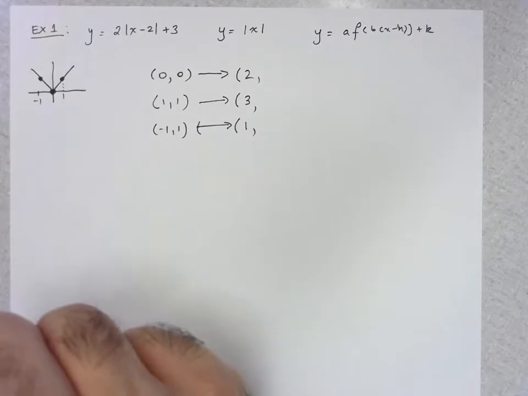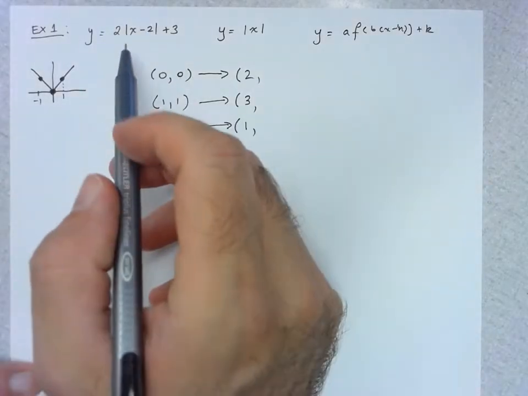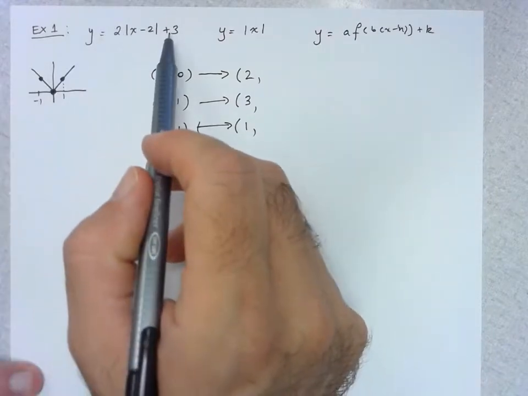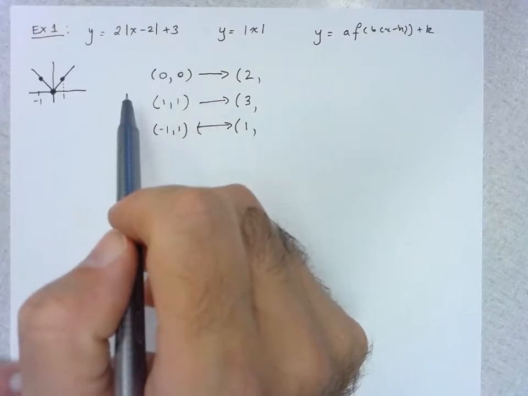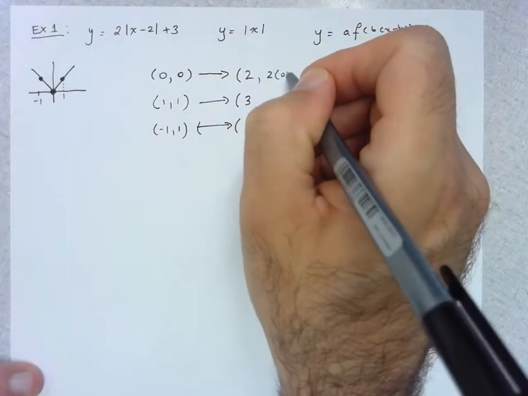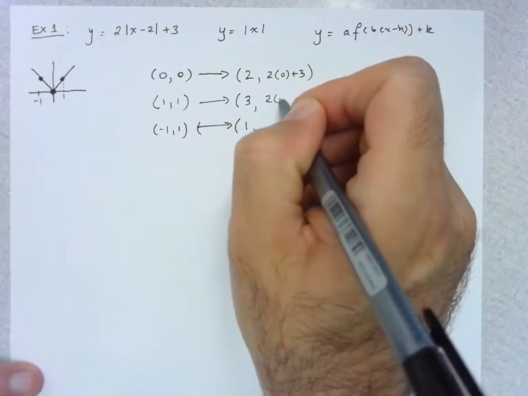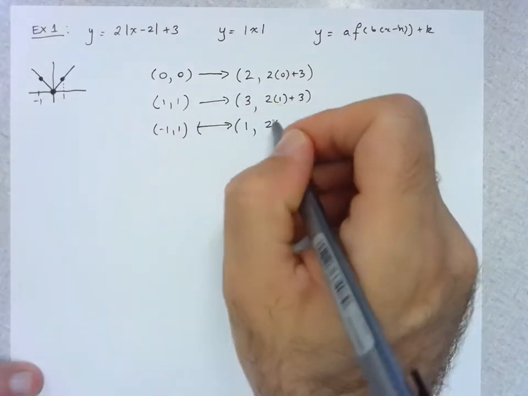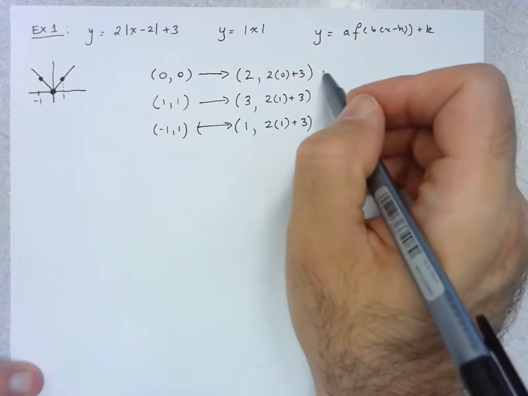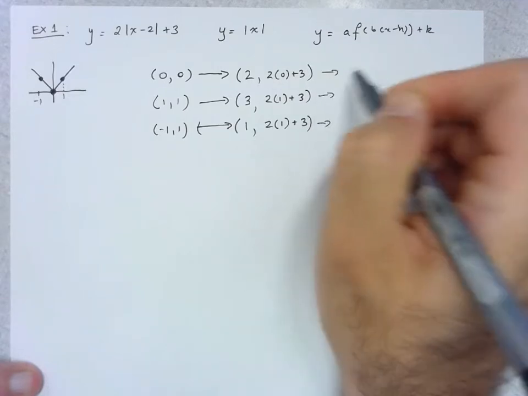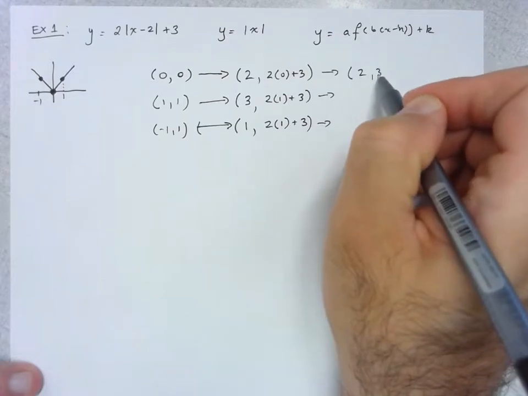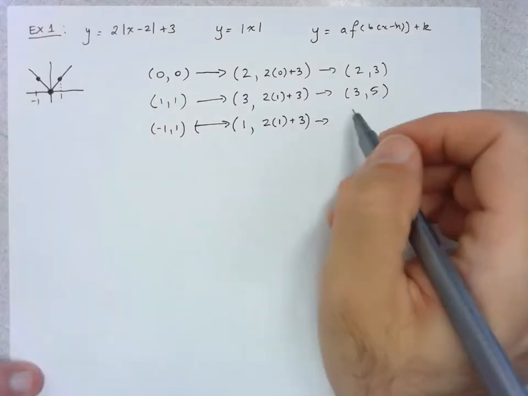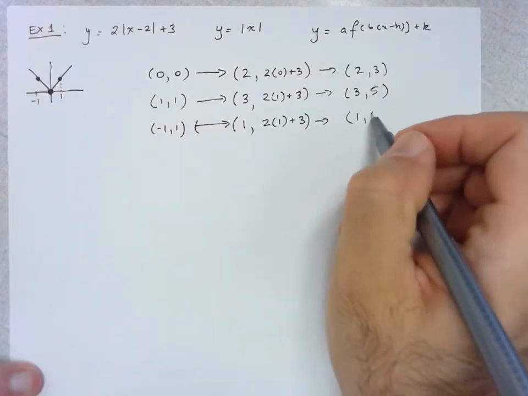Okay, so now let's see what's happening to the y values. Well, with the y values, there are two things going on. We have this multiplication by 2, and then we've got the addition of 3. So let's do that here. So what's 2 times 0 plus 3? And then here we have 2 times 1 plus 3. And then here we've got 2 times, again, y equals 1 plus 3. And so now we can find our final points. Okay, so what do we have? We've got 2, 3. Here we've got 3, and 2 plus 3 is 5. Okay, and then here we have 1, and again 2 plus 3 is 5.